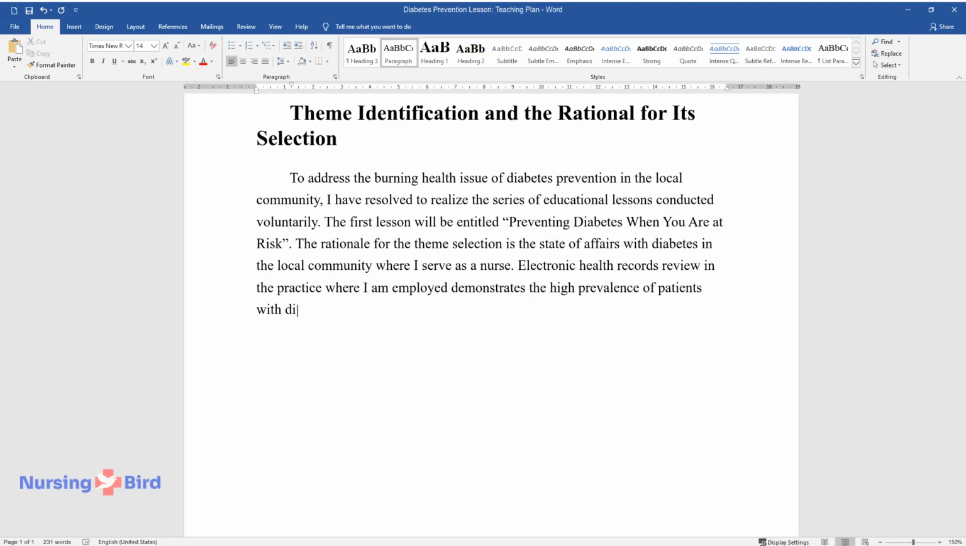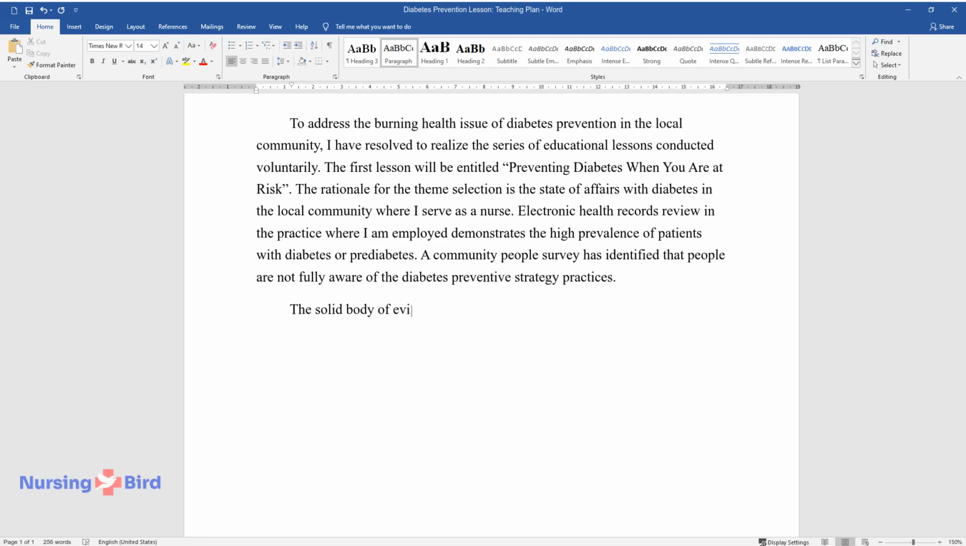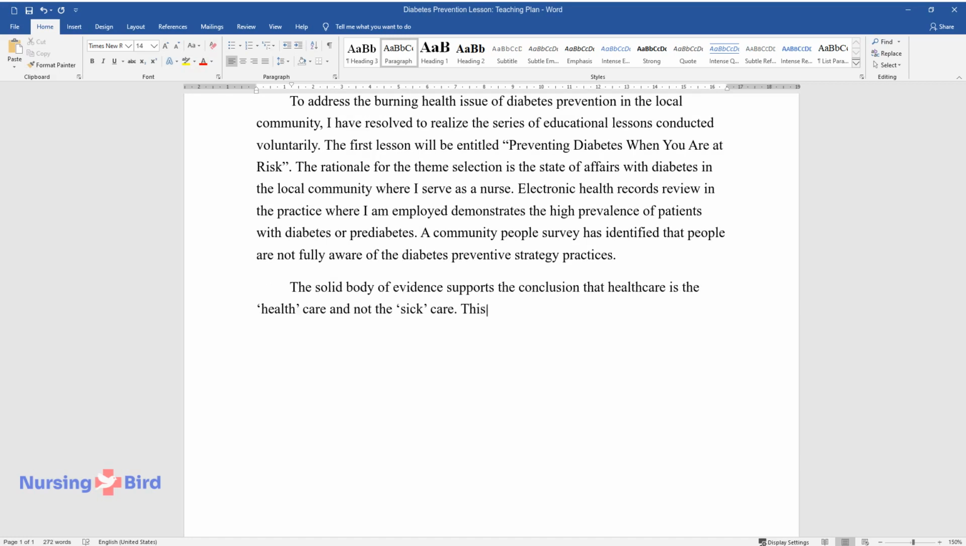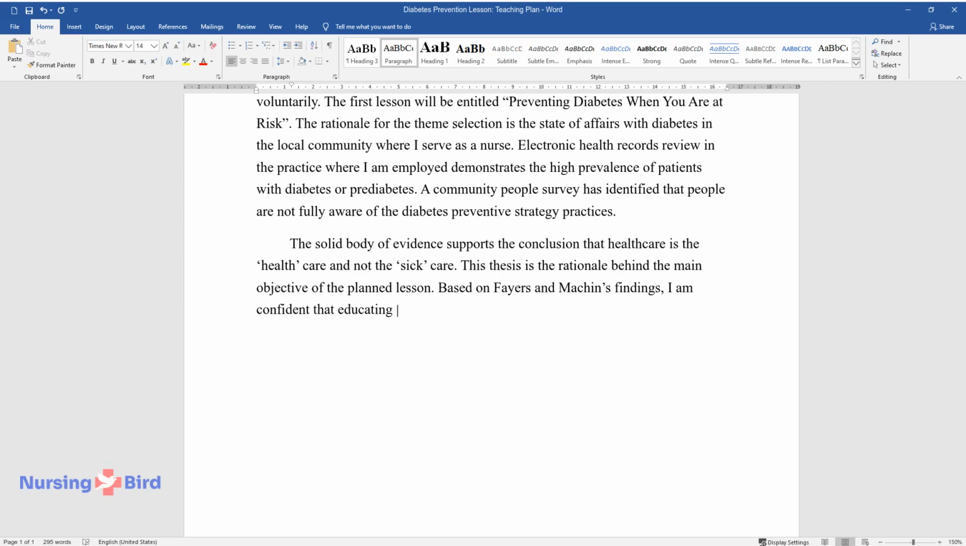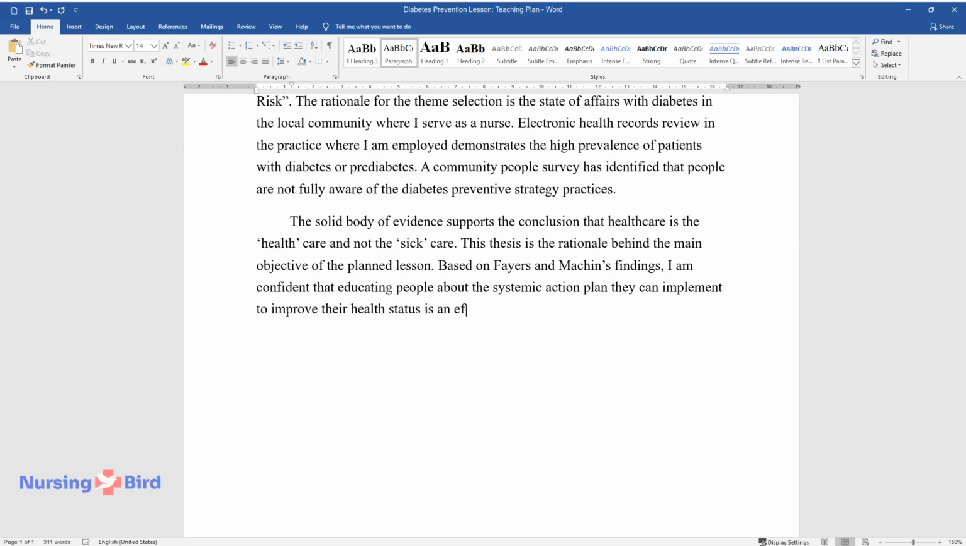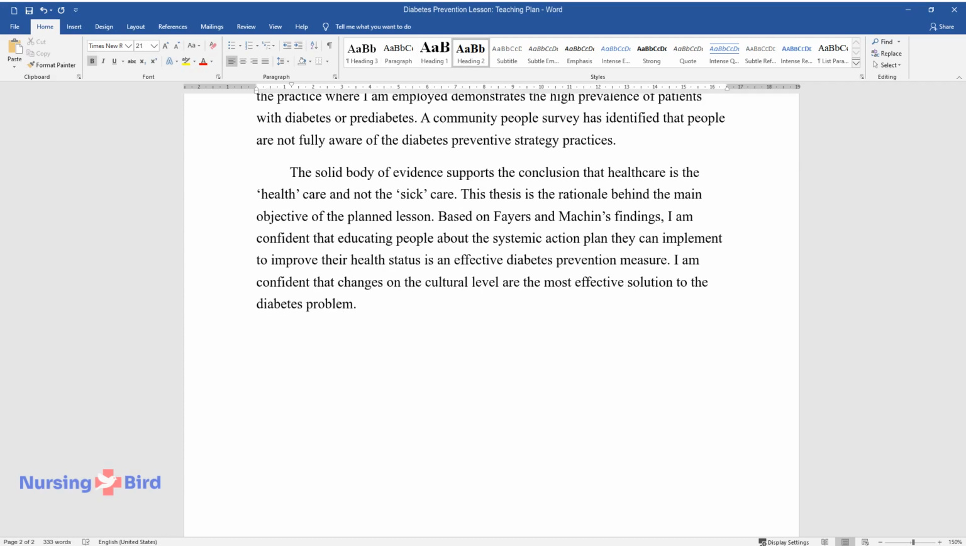with diabetes or prediabetes. A community people survey has identified that people are not fully aware of the diabetes preventive strategy practices. The solid body of evidence supports the conclusion that healthcare is the healthcare and not the sick care. This thesis is the rationale behind the main objective of the planned lesson. Based on Fayers and Machin's findings, I am confident that educating people about the systemic action plan they can implement to improve their health status is an effective diabetes prevention measure. I am confident that changes on the cultural level are the most effective solution to the diabetes problem.